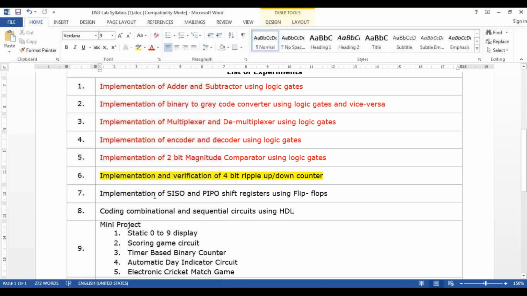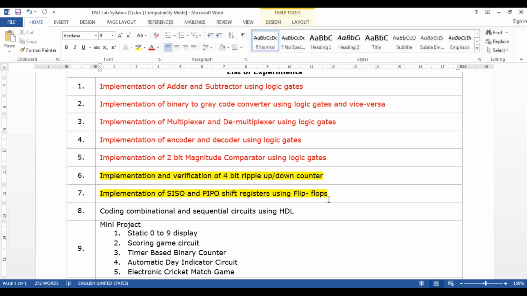Next we are going to see shift registers. Take down the next experiment, number 7: implementation of serial in serial out and parallel in parallel out shift registers. I think we studied the concept of shift registers in the theory class. A shift register is used to shift binary information from input to output. For example, in a calculator, if you enter some value, the previous value keeps shifting.